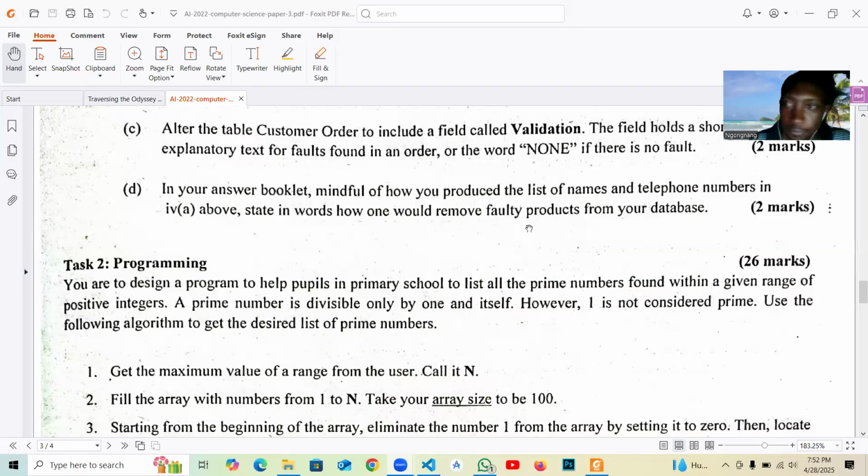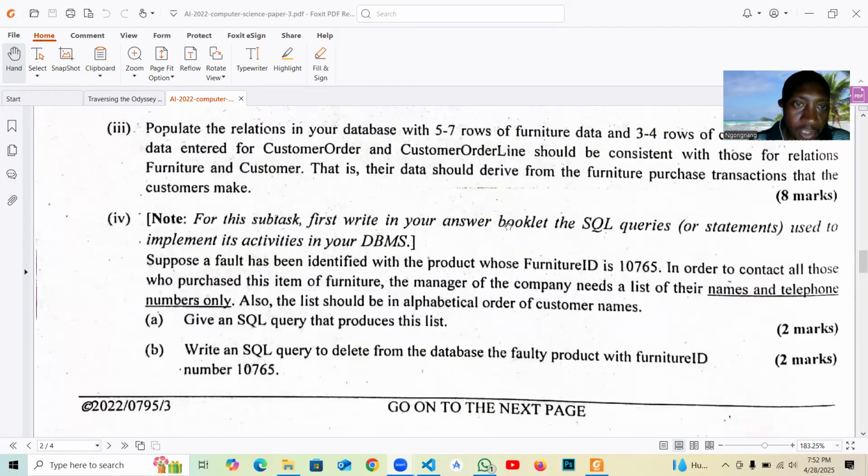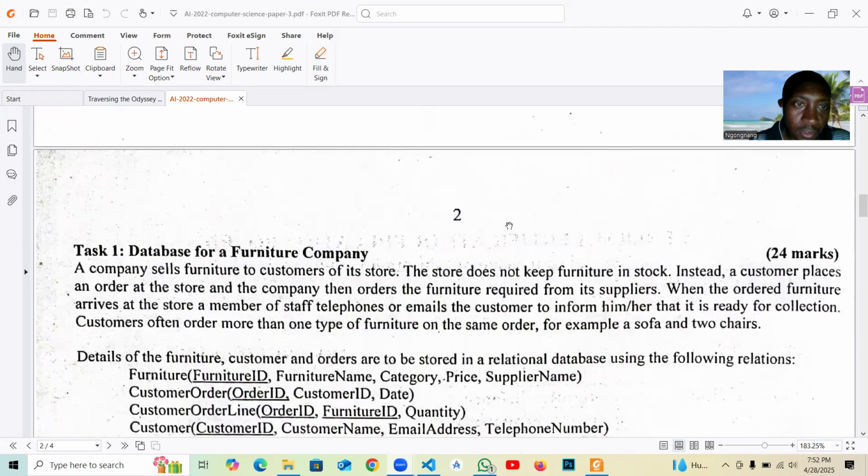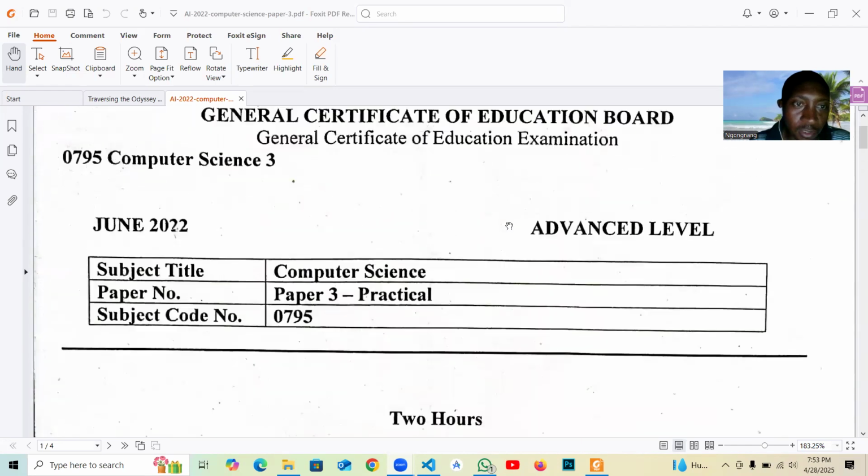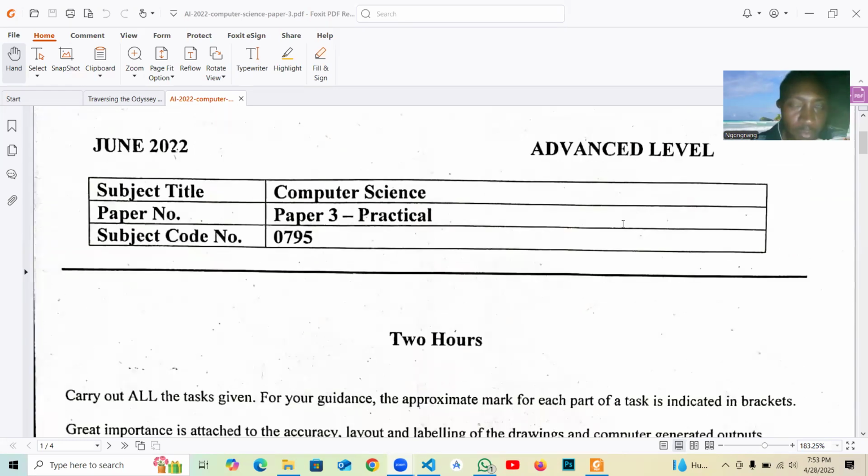All right. I want to greet you once again. This is GCE A-level computer science paper 3, June 2022. So advanced level, as I already said. On this paper, we are going to focus only on the programming part.